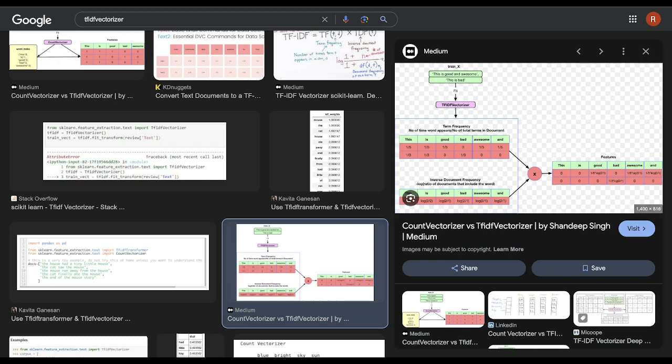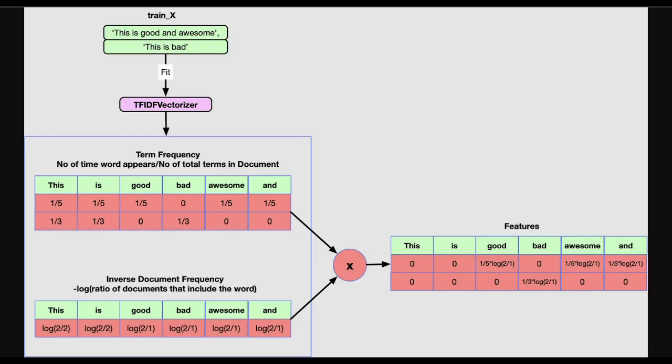So on Google, from Medium, I have got this image of TF-IDF vectorizer here. Let us try to understand what this image means. When you look at the image, the trainx consists of your training set. Here you have two documents. The first green document is "this is good and awesome", and the second document is "this is bad". Now here you can see you have two columns in the blue square.